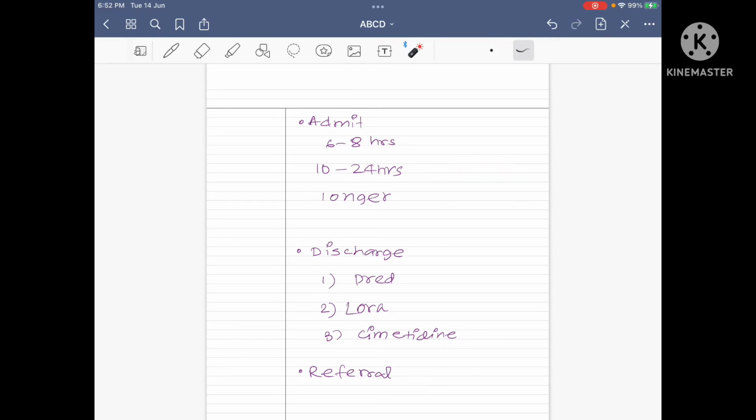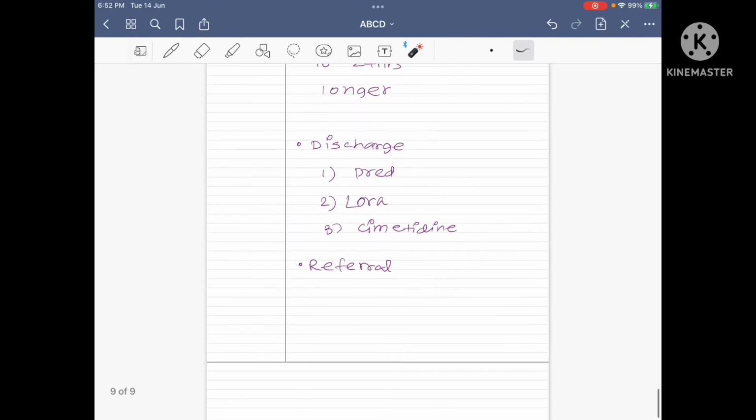And in some cases, for a patient with a history of MI, or a patient who is intubated, or a patient who is having an IV infusion of vasopressor, you cannot discharge quickly. So the patient may stay longer in hospital in those cases.